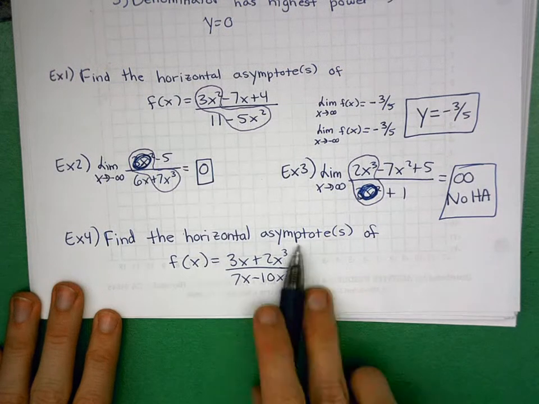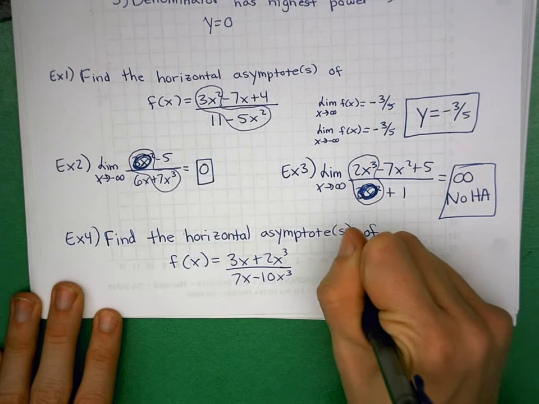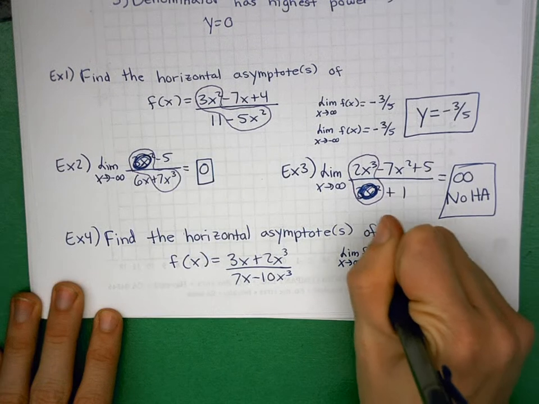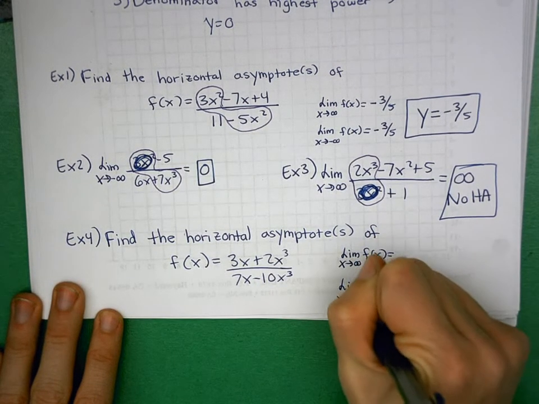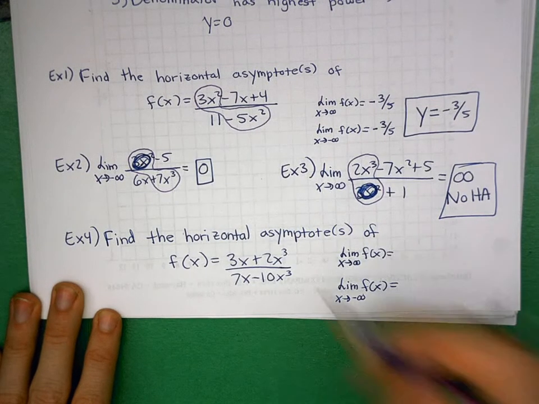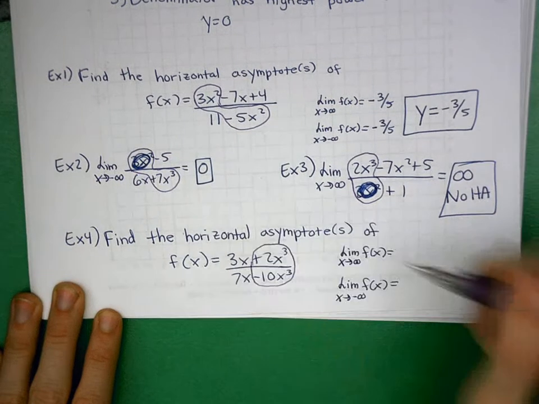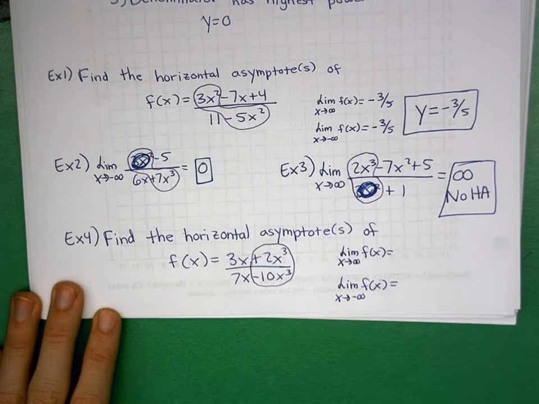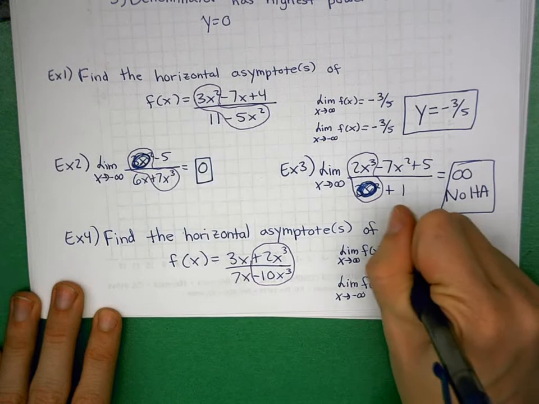Okay, so we see horizontal asymptote, so we are thinking limit as x approaches infinity and limit as x approaches negative infinity. Highest power on top, we have our 2x cubed. On bottom, our negative 10x cubed. They are equal in power, so I'm going to reduce. 2 over negative 10 is negative 1/5.